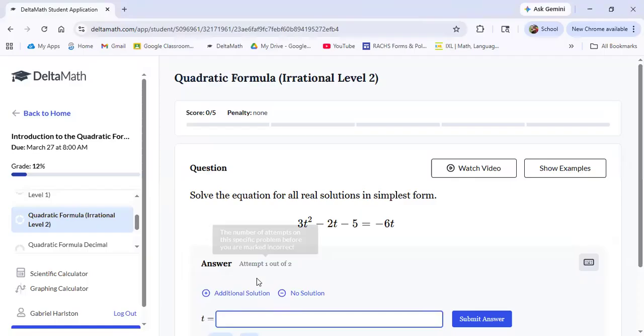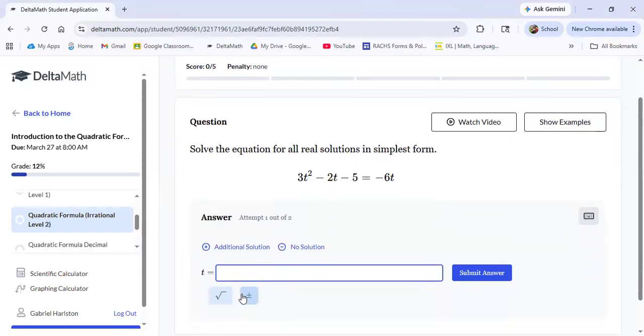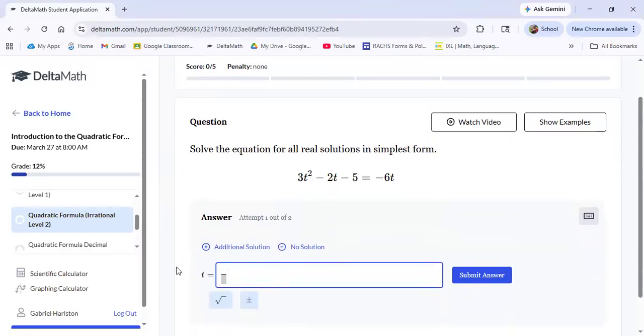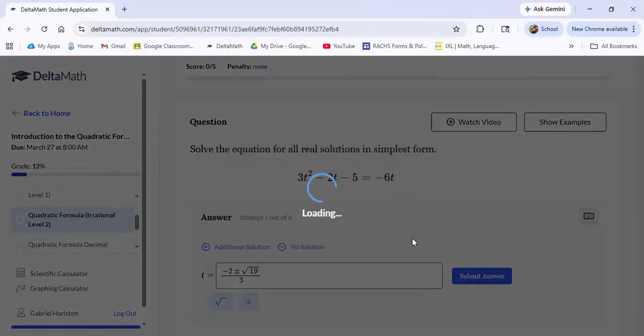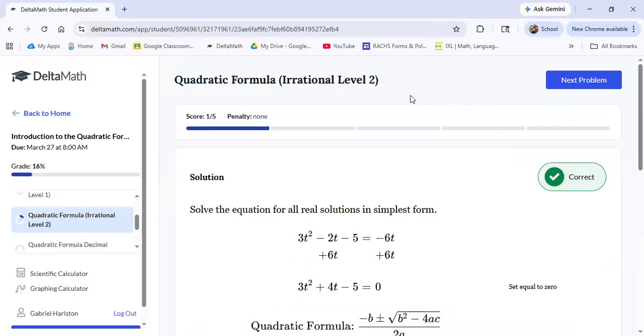We're going to use a fraction, and we're going to type in a negative 2 plus or minus square root of 19 over 3. And then we submit it. And let's see what it says. It says you did a nice job, right?